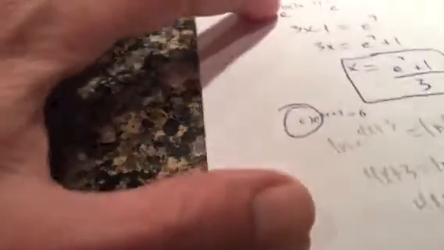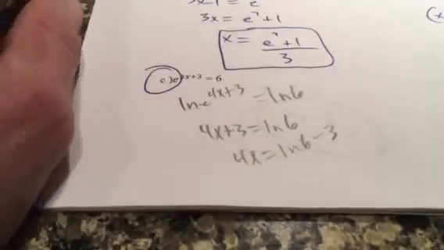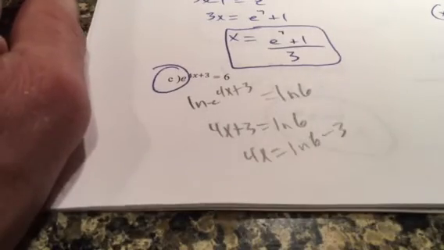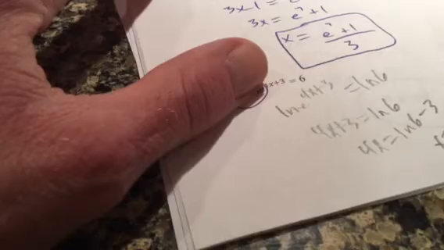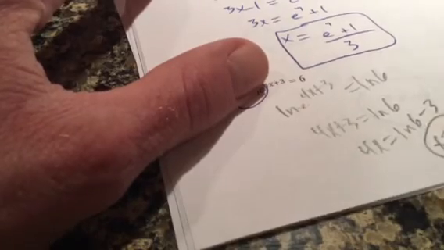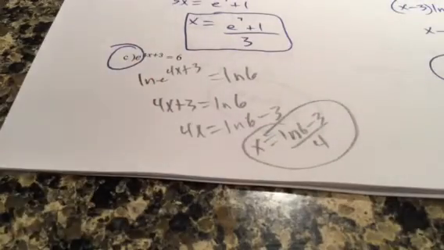You're going to subtract 3, so 4x is equal to natural log of 6 minus 3. Not the natural log 3. You cannot subtract 3 from natural log of 6 and call it natural log of 3. That's not how it works. And x equals the natural log of 6 minus 3, divided by 4. All right, there is that answer, folks. Moving on.